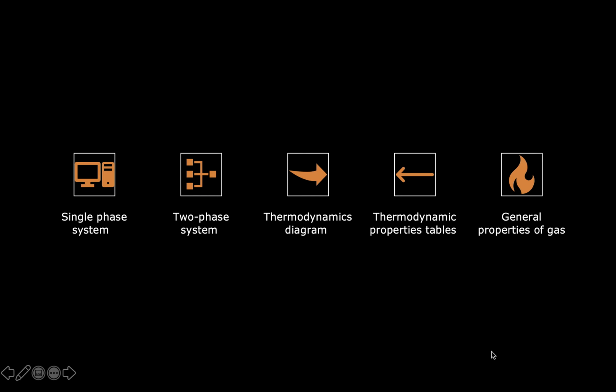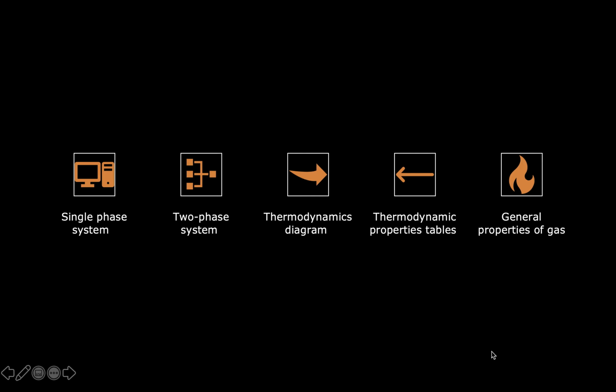Next, we have the thermodynamic property tables, where we have the critical temperature and pressure table, the saturated table, the supercritical table, and even the compressibility factor table. And last, we have the general properties of gases, the ideal gas and the real gases, how the ideal gas behaves especially at low pressure, and how the real gases can be applied and defined.